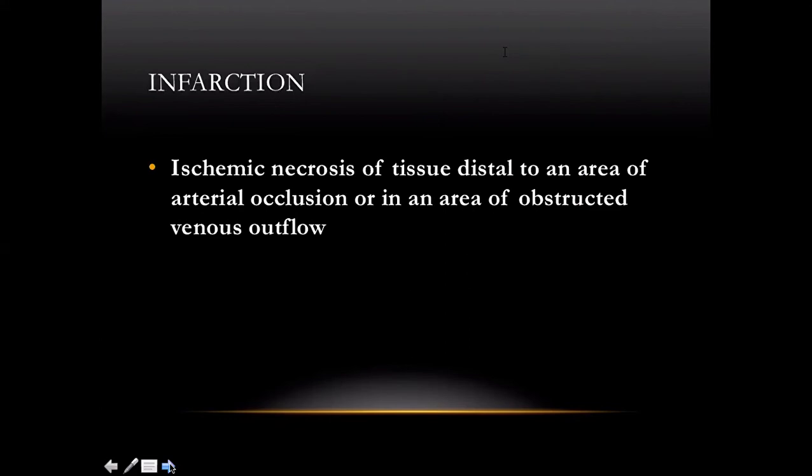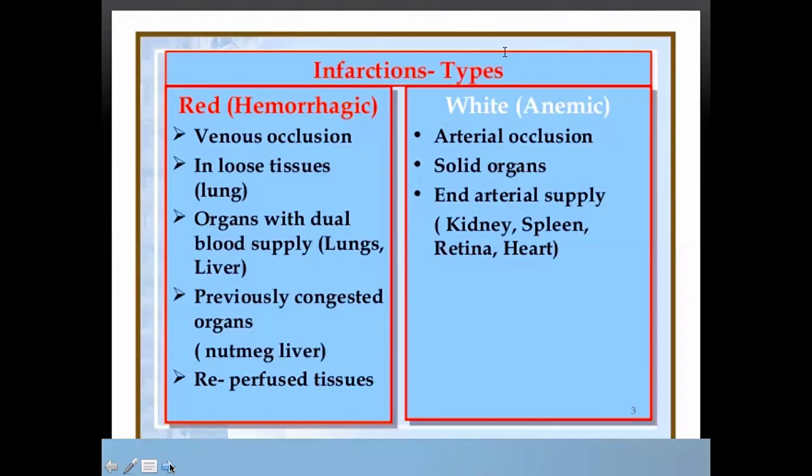So, infarction is due to ischemia. So, ano ang ischemia uli? So, walang oxygen na makadeliver sa tissue or organ. So, there will be an ischemic necrosis of tissue distal to an area of arterial occlusion or an area of obstructed venous outflow. Okay, there are two types of infarcts, the red and the white. So, based on color, no? Red, also known as hemorrhagic infarct, whereas the white is also known as anemic infarct. The red is due to venous occlusion, whereas the white is due to arterial occlusion.